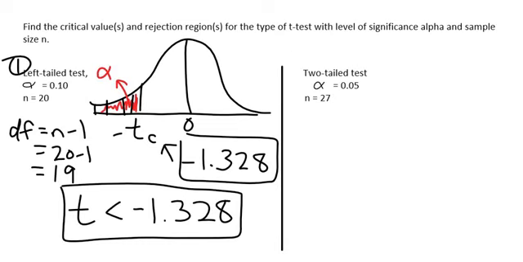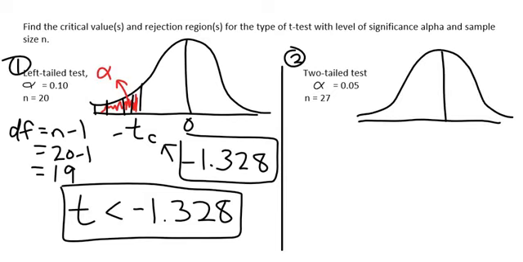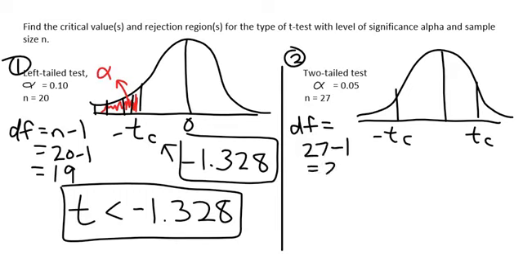Now let's move on to the second one. We're looking at a two-tail test. Alpha equals 0.05, and my sample size is 27. Again, I'm going to draw a picture first. Since this is a two-tail test, we'll have two critical values. One will be negative, and one will be positive. My degrees of freedom is 27 minus 1, or 26.